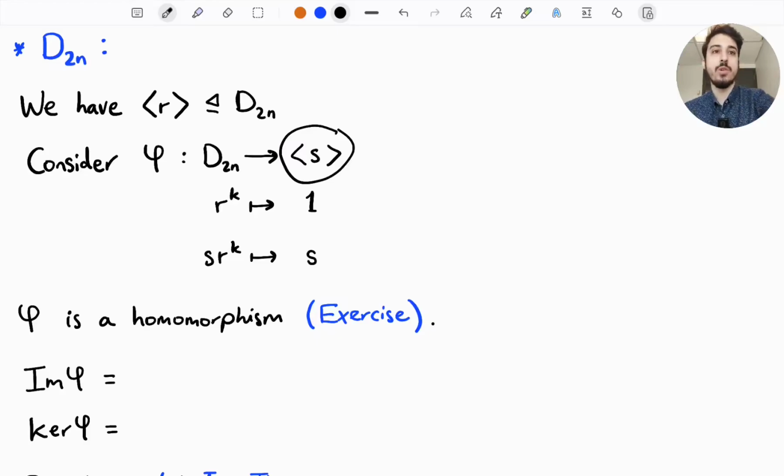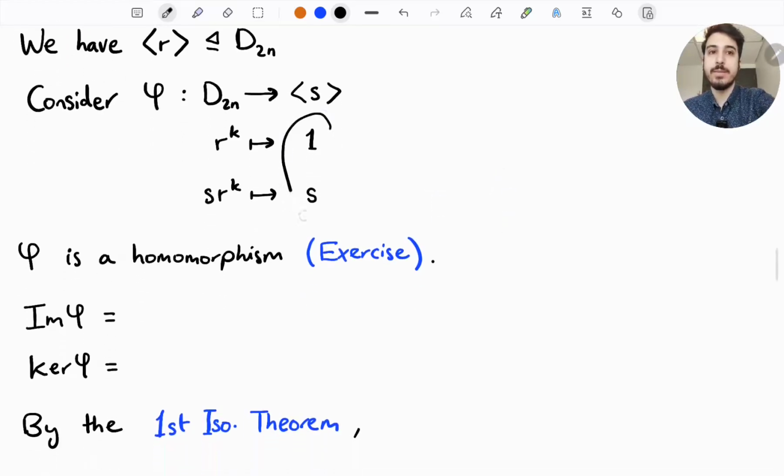So since all of the elements of the dihedral group are in the form r to the k or s r to the k, we will just define phi on where it will send these two variants. We define phi to be sending r to the k to the identity element and s r to the k to the element s. And phi is a homomorphism, and I will leave that to you as an exercise. So we have that the image of phi is by definition the entire cyclic subgroup generated by S.